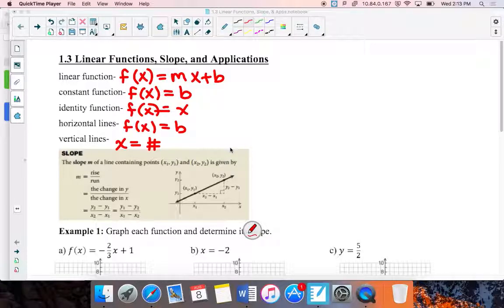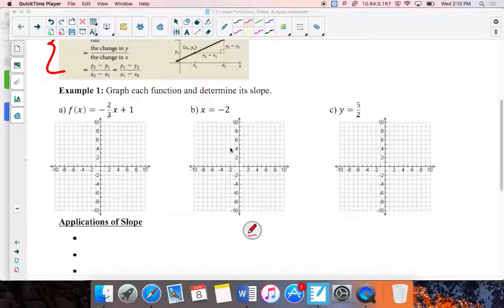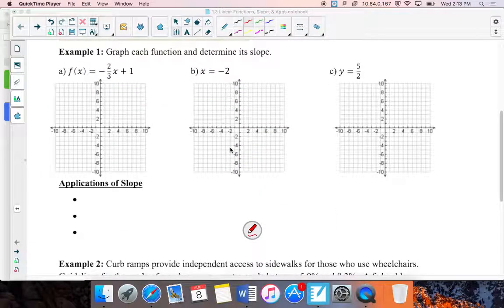We give you a little bit more reminders on slope right here, so feel free to jot those down or take a look, reread if you need some help on slope. And in our first example, we're going to graph each function and then state what the slope actually is.